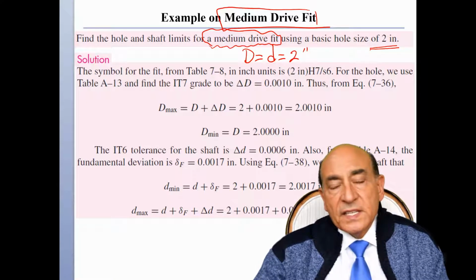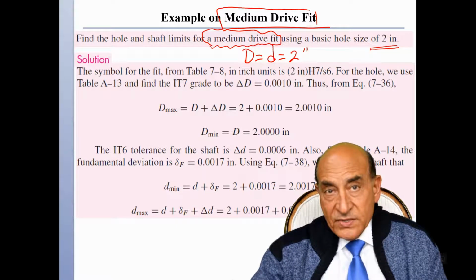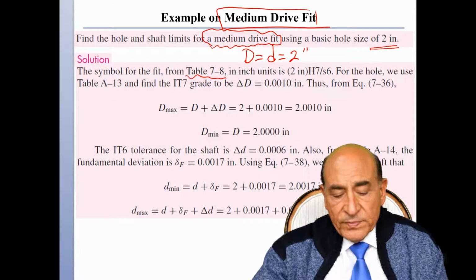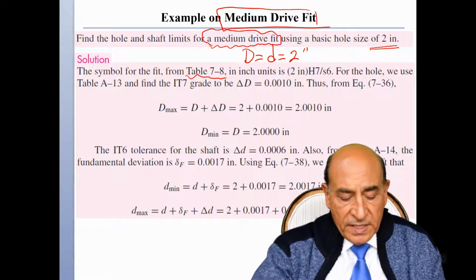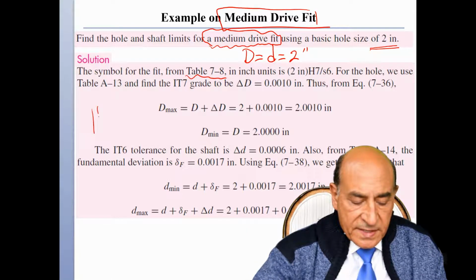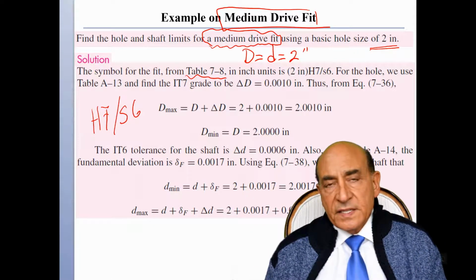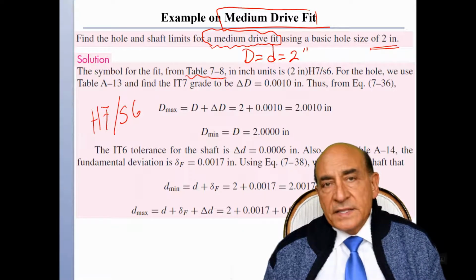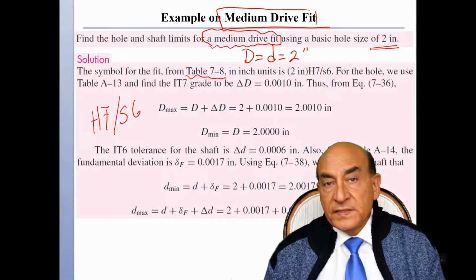So the terminology is a medium dry fit. So medium dry fit, when we look at how it is described from a design perspective, the table 7.8 will give us the designation that it is actually an H7S6. So it's a hole basis. The IT grade for the hole is 7. The IT grade for the shaft is 6. And the interference code for the fundamental deviation is S. So these are the three things that we need.